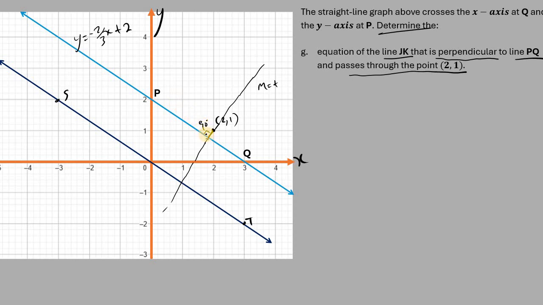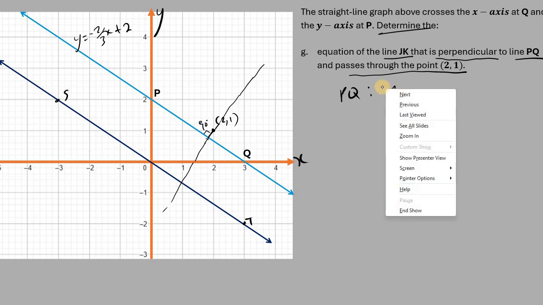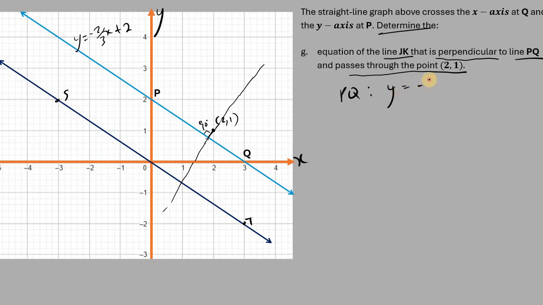Okay, so let us look now at this line JK. Go back to PQ again. Equation is y equals negative 2/3 x plus 2. Now the line JK, let's put the actual form of the line itself in the slope intercept form first. What do we know about this JK? Well, what we need is to find m and c, and we just substitute them and we're good. But where do we start?